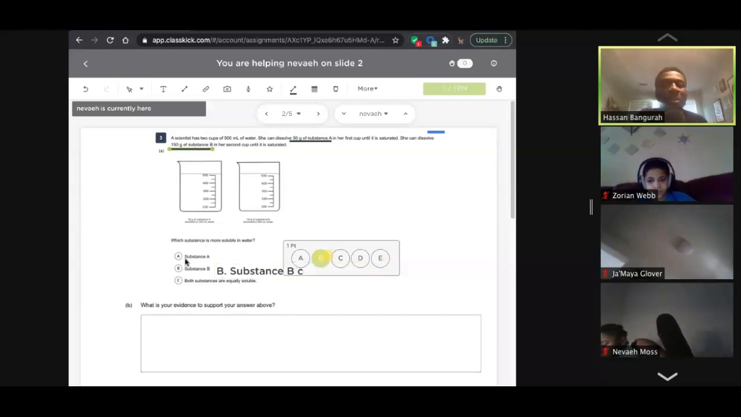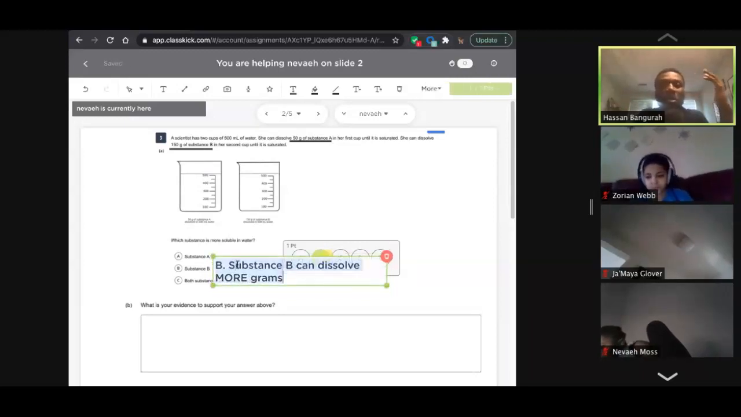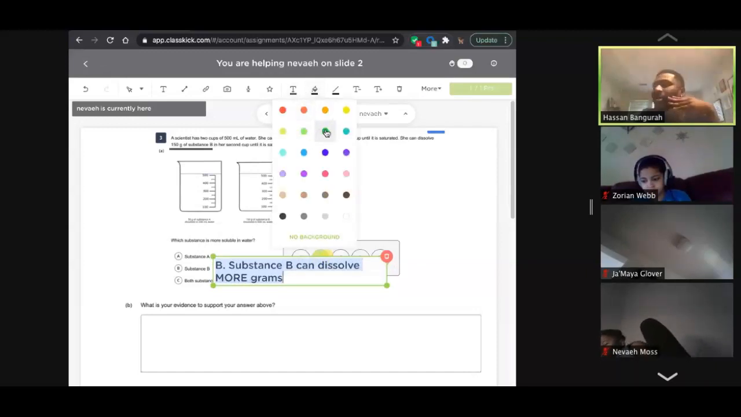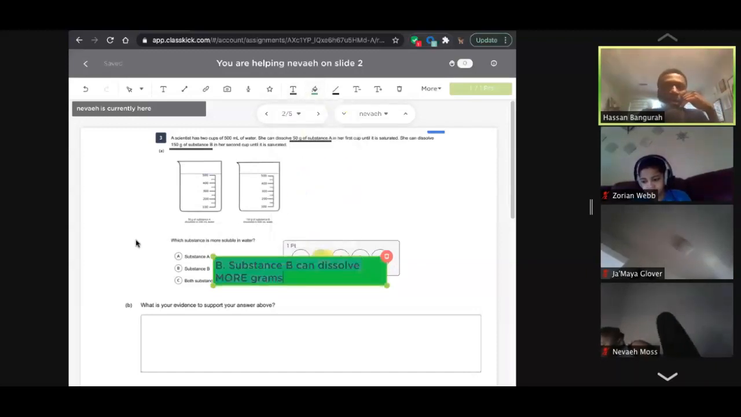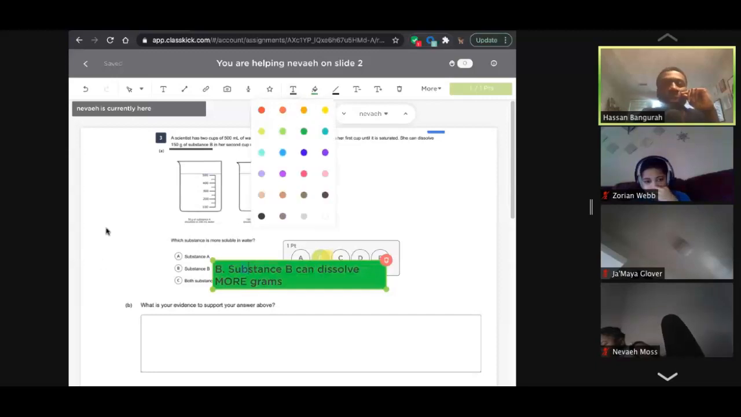So that tells me that substance B has to be the correct answer because substance B can dissolve more grams. If I know for a fact that this proves why B is the correct answer, what can I say about A? How do I know that A is not the correct answer? It just cannot make sense. If I know that substance B can dissolve more grains, what can I say about substance A? Let me write that over here.